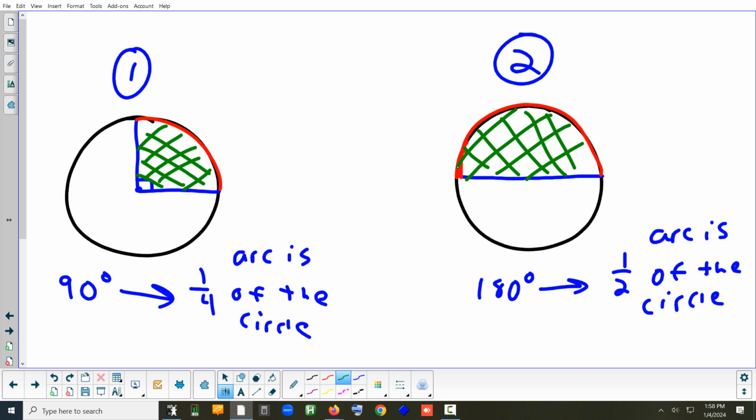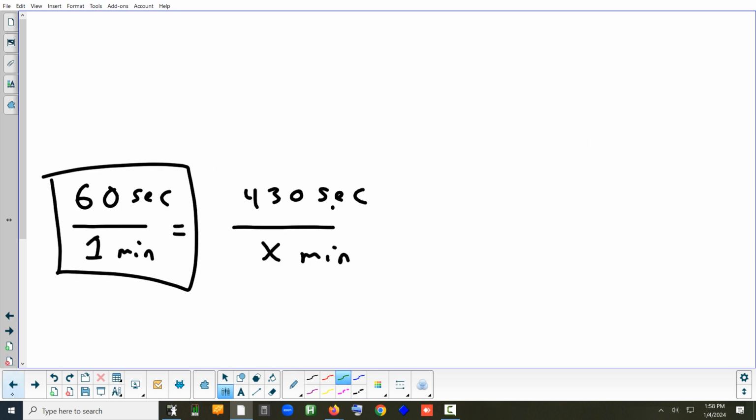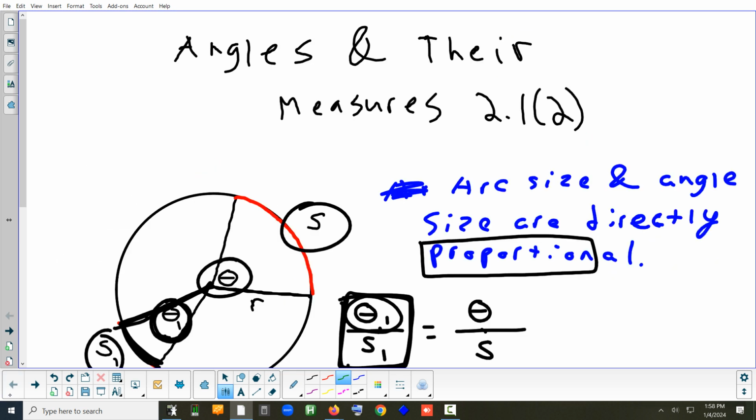Yep. Okay. Now, we said the arc was a quarter of the circle, but now how about the area? The area here is also a quarter, and the area here is half. So when you doubled the size of the angle, what happened to the size of the area? It also doubled. So if you triple the size of this angle, you would triple the size of the area. So angle size and area size are directly proportional.